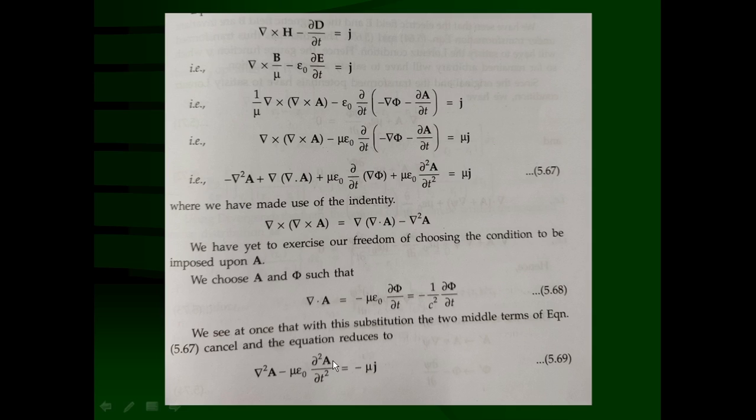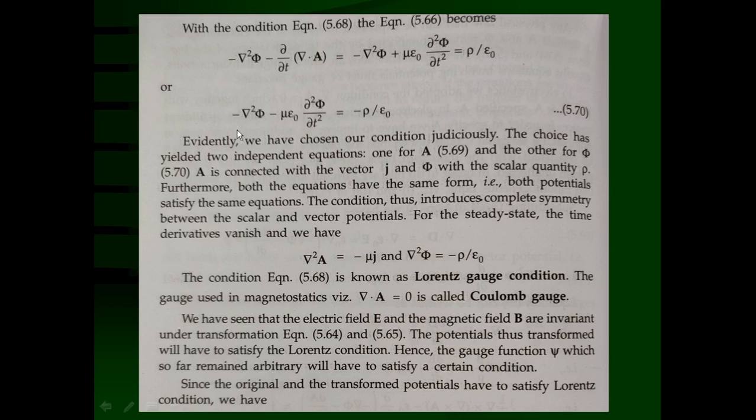You will see that minus del square phi minus del by del t of divergence of A, that is equal to minus del square phi, and divergence of A is equal to minus mu epsilon 0 del phi upon del t, which means a second order derivative will be there, del square phi upon del t square, and minus minus becomes plus. So plus mu epsilon 0 del square phi upon del t square is equal to rho upon epsilon 0. Now again we multiply each term with the minus sign. So this is equal to minus del square phi minus mu epsilon 0 del square phi upon del t square, that is equal to minus rho upon epsilon 0.